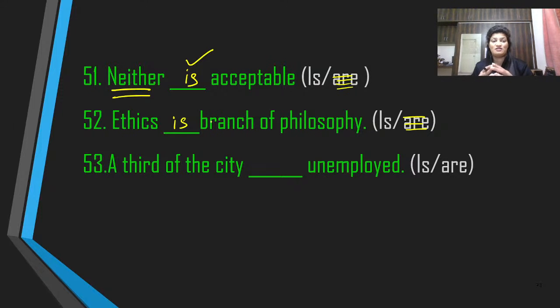Guys, next question. A third of the city dash unemployed. Just few more questions and we'll be done. 53, yeah, 53. A third of the city.